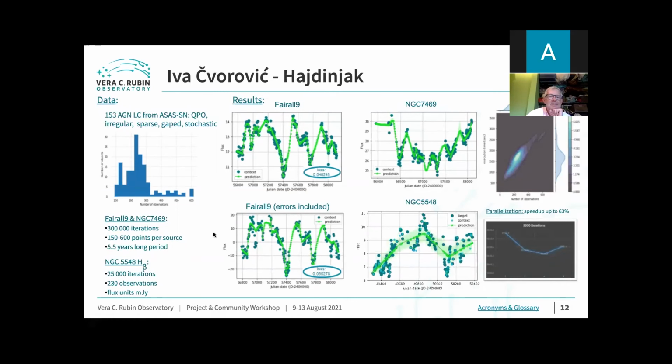The animation shows the training process for the NGC 5548 H beta light curve during 25,000 iterations. Dark blue dots are the actual measured flux, while the light green curve represents predicted values in target points. Execution time depends mostly on the number of observations. Due to the vast amount of data expected in LSST, we have attempted to optimize our code by implementing parallelization Python modules. During testing on a supercomputer, we have detected speedup of up to 63% while testing on 4 cores.